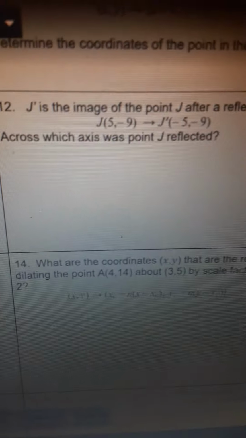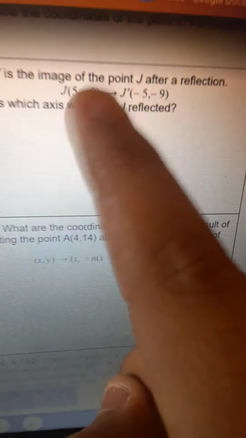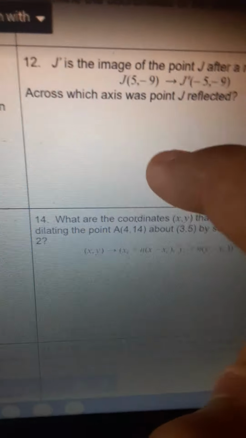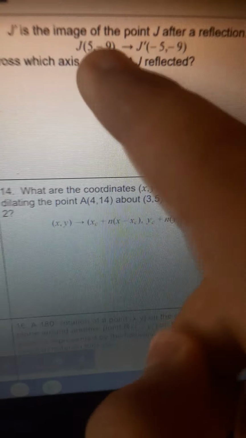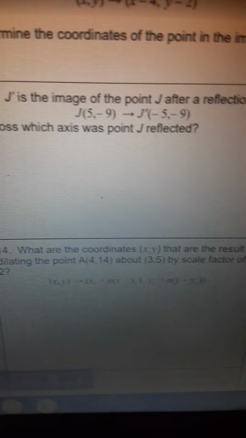12. J prime is an image of J after reflection. So notice how it went from positive to negative, but y stayed the same. It's going to be a reflection over the y-axis because y stayed the same and x changed. Yeah, so y-axis. Across which axis is point Y?